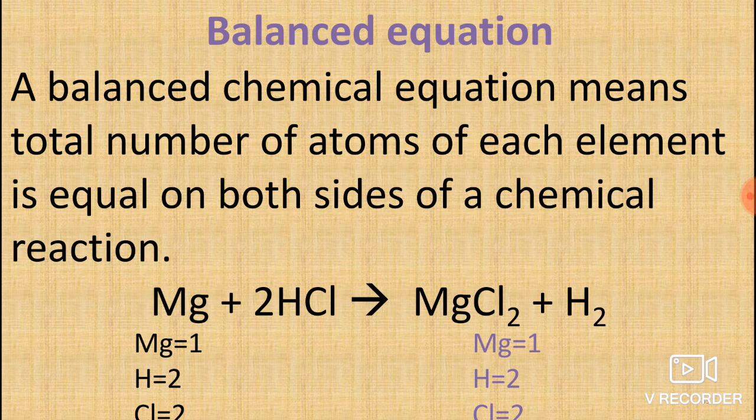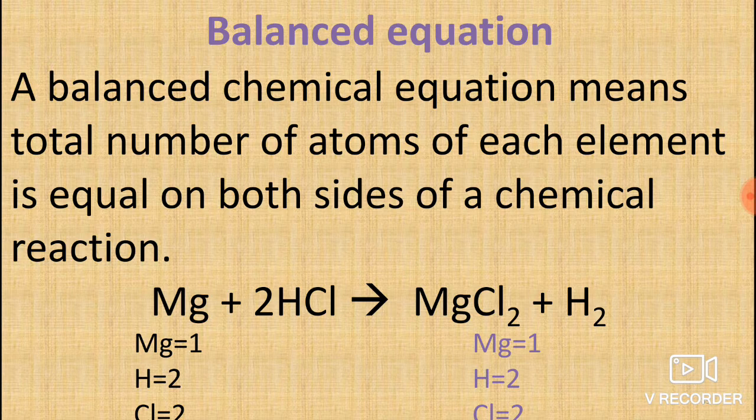Next, let's see about the balanced equation. A balanced equation means the total number of atoms of each element is equal on both sides of a chemical reaction. So LHS equals RHS. That is, the total number of atoms present on the left hand side is equal to the total number of atoms present on the right hand side.